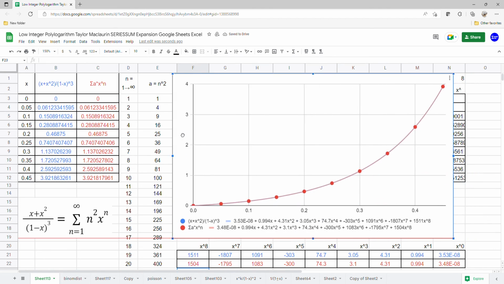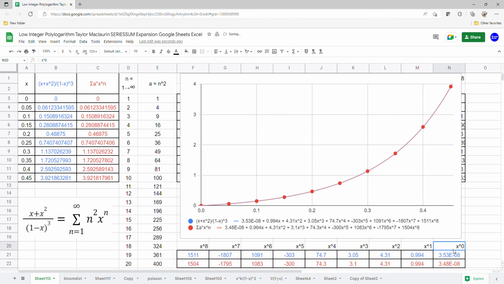Let's compare. For coefficient of x to the 0, that's 3.53 times 10 to the minus 8, 3.48 times 10 to the minus 8. Coefficient of x, 0.994. Coefficient of x squared, 4.31. Coefficient of x cubed, 3.05, 3.1. Coefficient of x to the 4th, 74.7, 74.3. Coefficient of x to the 5th, negative 303, minus 300. Coefficient of x to the 6th, 1091 and 1083. Coefficient of x to the 7th, minus 1807 and minus 1795.